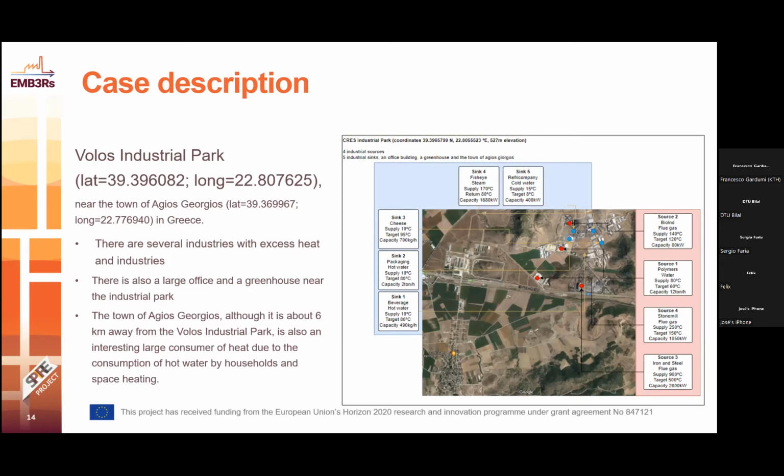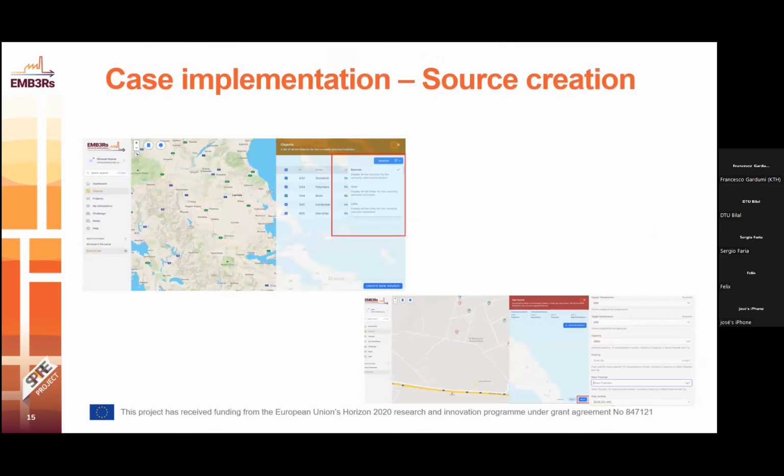And also we have a town of Agios Georgios, which is roughly around 6 kilometers away from the park itself. That could be an interesting consumer of heat for some of you who wish to extend the grid to that point. Next slide, Shravan, please. All right, so back to you.